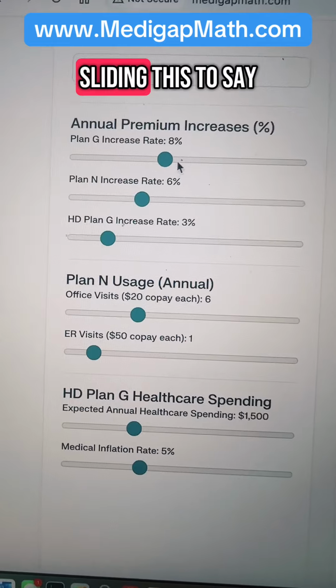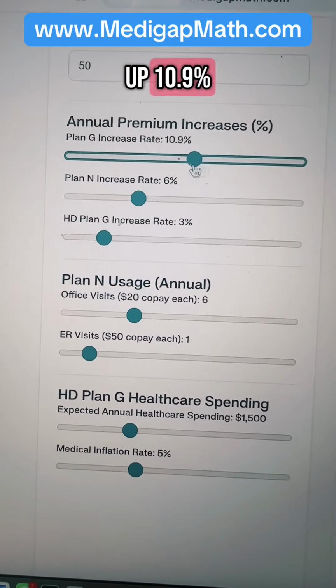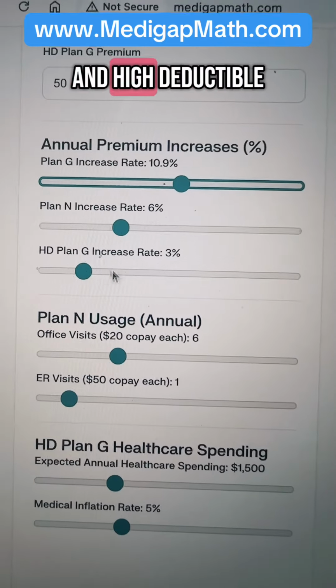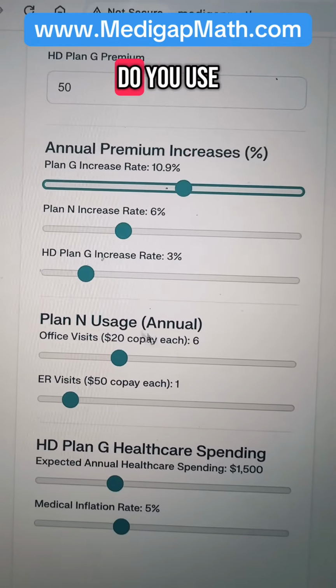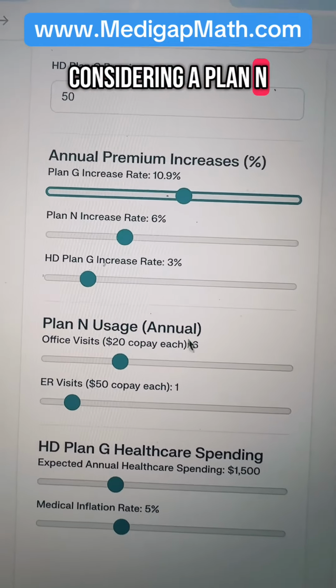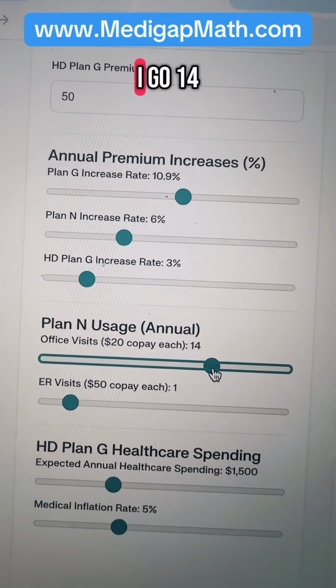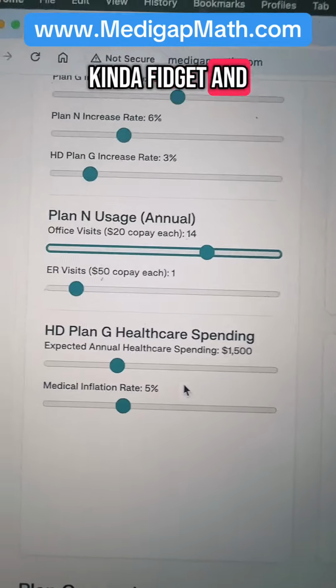You're going to be sliding this to say, you know what, I've heard that G's been going up 10.9%, and I think N's only going to do 6%, and high deductible G, I've heard about 3%. If you were considering a plan N, how many times would you go to the doctors? Down here, 3, or like, oh my gosh, no, I go 14 times a year. So you can see what I mean. You can just kind of fidget and play with it here.